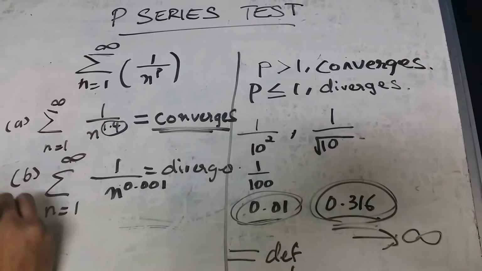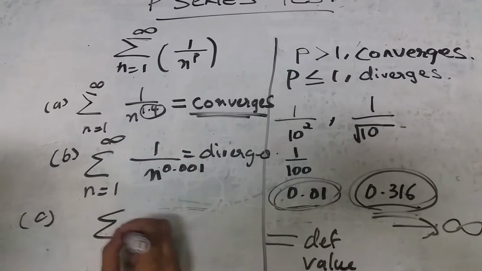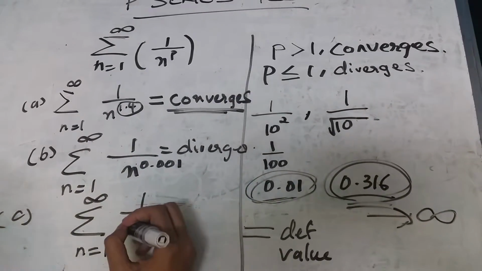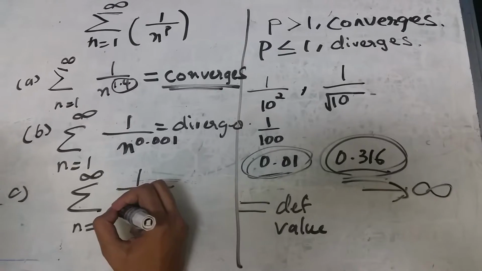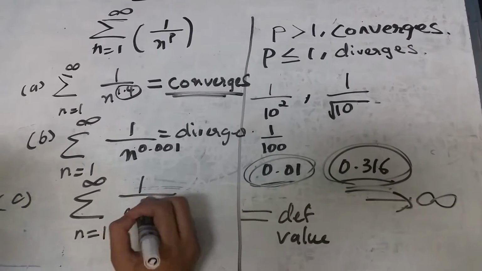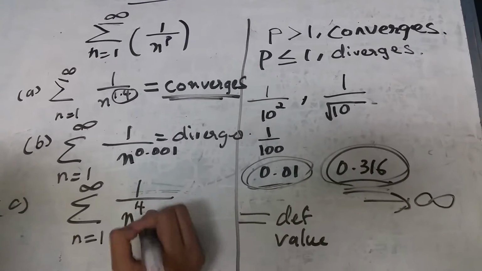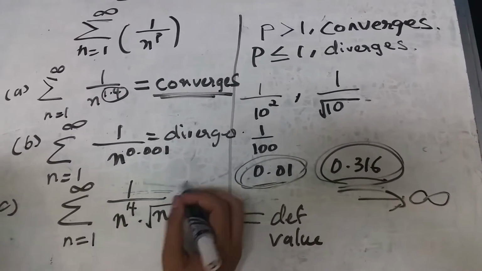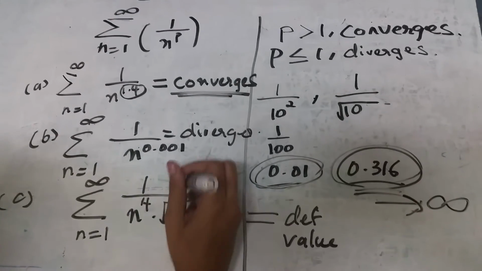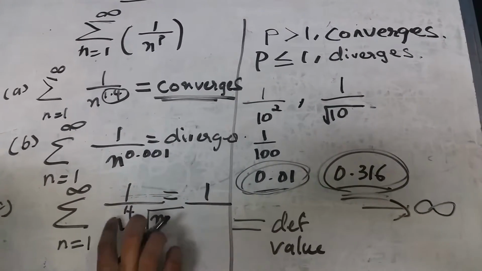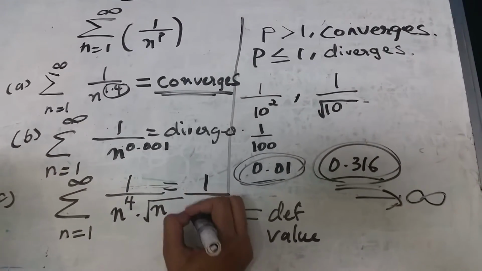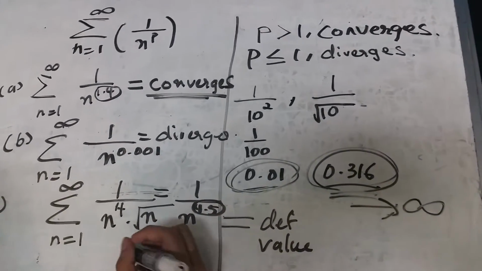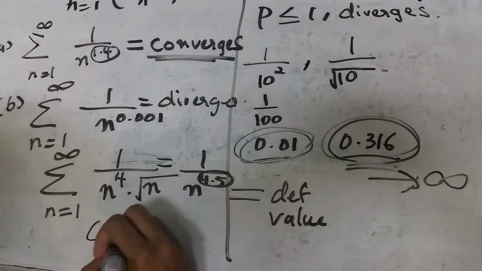Okay, let's do another one. This is quite different, because when they ask you in exams, you might need to do some manipulations to understand. Let's say you have n to the power 4 times the square root of n. Now you just simply use the powers and add them up. 4 plus half, it's going to be n to the power 4.5. Since it's greater than 1, it's going to converge.